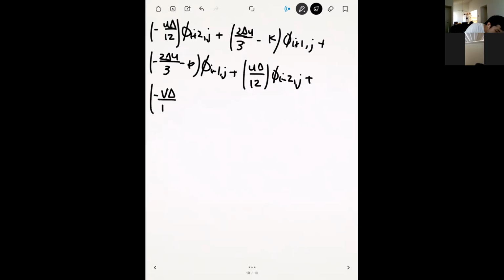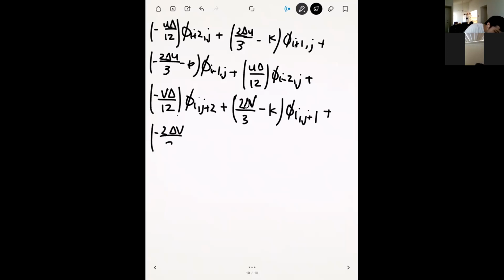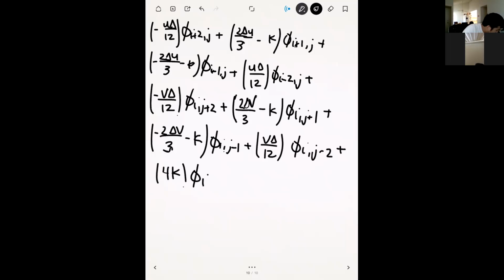minus V delta over 12 phi I j plus 2, okay, plus 2 delta V all over 3 minus k phi I j plus 1, okay, plus minus 2 delta V over 3 minus k phi I j minus 1, plus V delta over 12 phi I j minus 2, plus 4k phi I comma j is equal to 0. Okay.